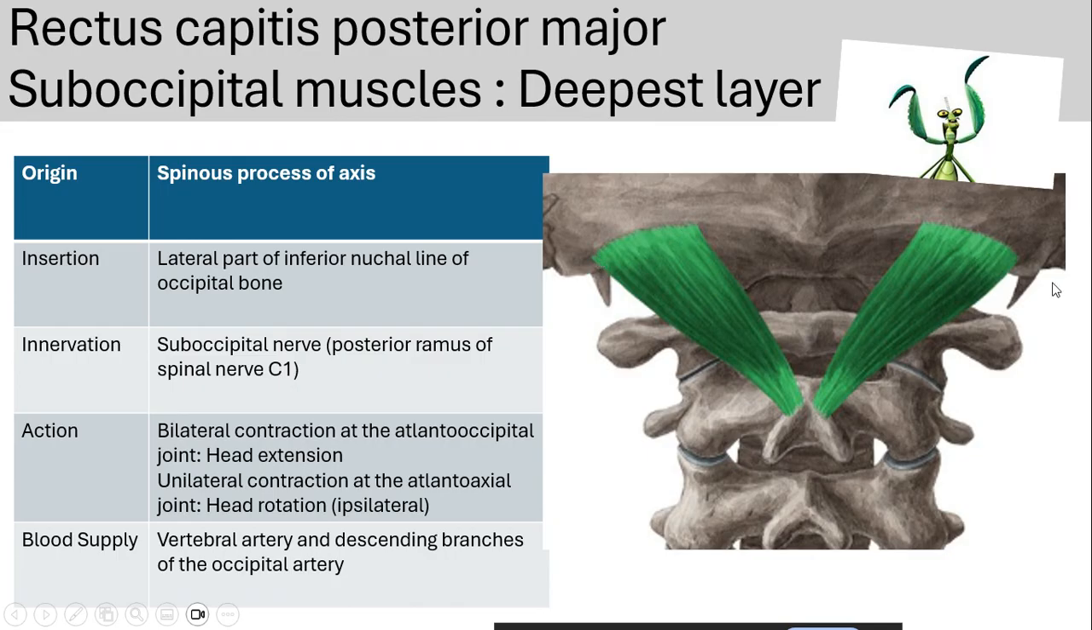So muscles not only connect to the skin from the inside, they also connect to the bones. Insertion is the lateral part of the inferior nuchal line of the occipital bone. Innervation is the suboccipital nerve, posterior ramus of spinal nerve C1. Action is bilateral contraction at the atlanto-occipital joint, head extension. Unilateral contraction at the atlantoaxial joint, head rotation. Blood supply is the vertebral artery and descending branches of the occipital artery.